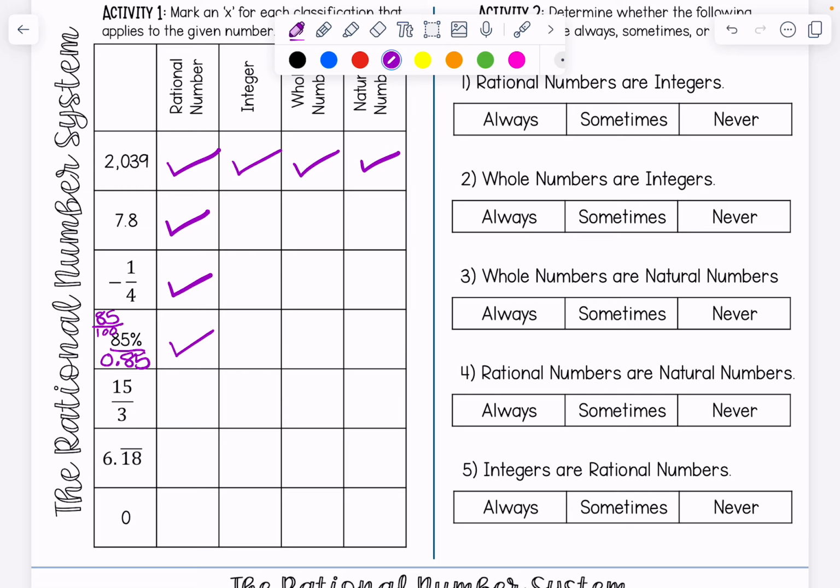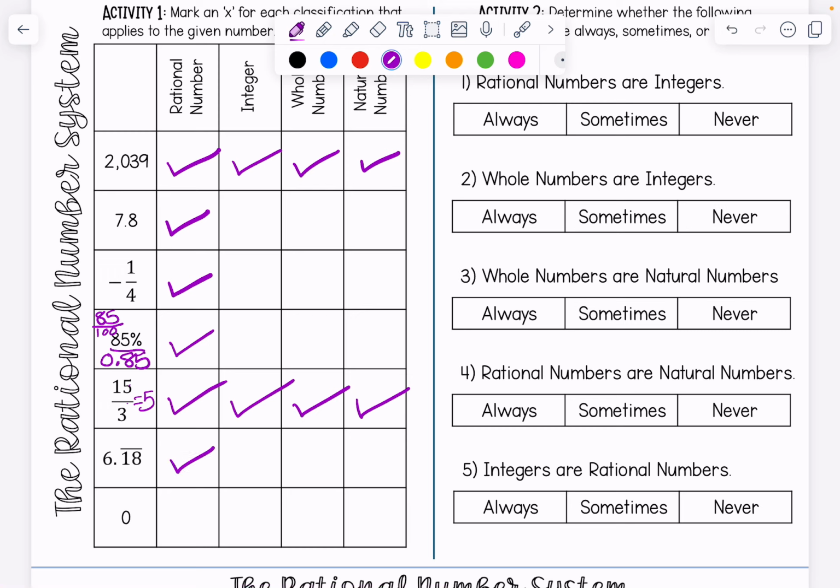15 thirds, we have a fraction here. So we always want to ask ourselves if we can simplify the fraction. In this case, every fraction is a division problem. So 15 divided by 3 is going to equal 5. 5 is going to be one of our counting numbers, so that becomes a natural number. If it's a natural number, it's automatically a whole number, automatically an integer, and automatically rational as well.